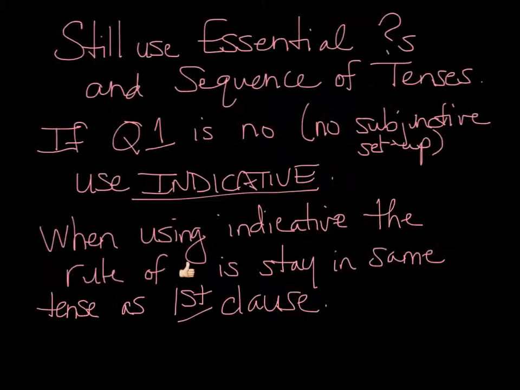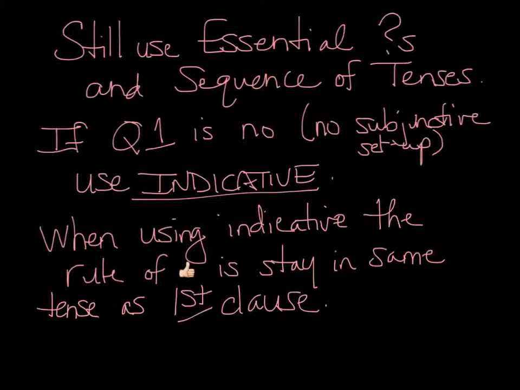So continuing our discussion behind the theory of the three Ds, or D, D, and N, we are still going to use our essential questions. If we make it all the way through, yes, yes, and yes, we're going to use our sequence of tenses. However, with D, D, and N, unlike W, E, I, and G, we may sometimes answer no to question 1.